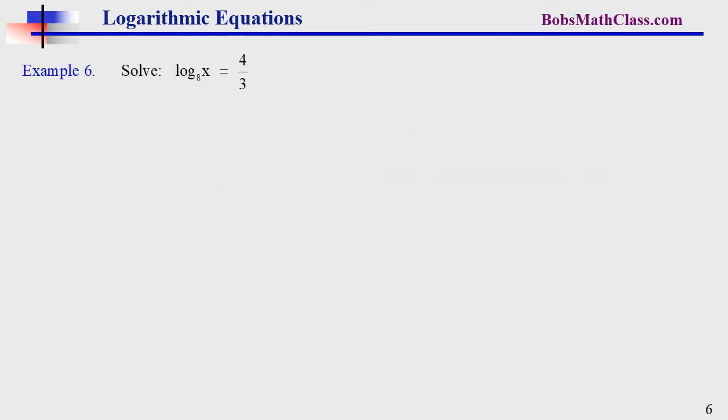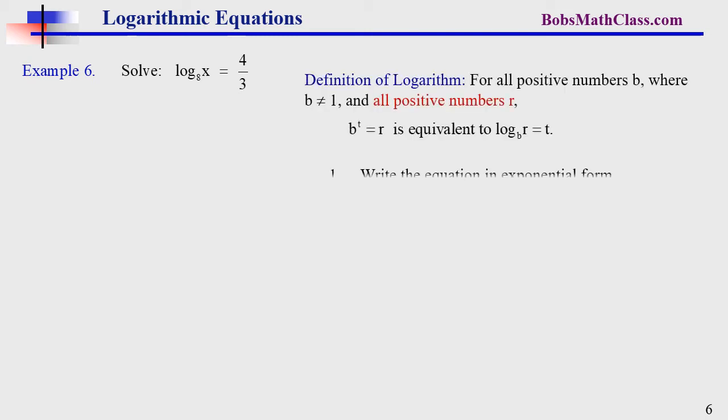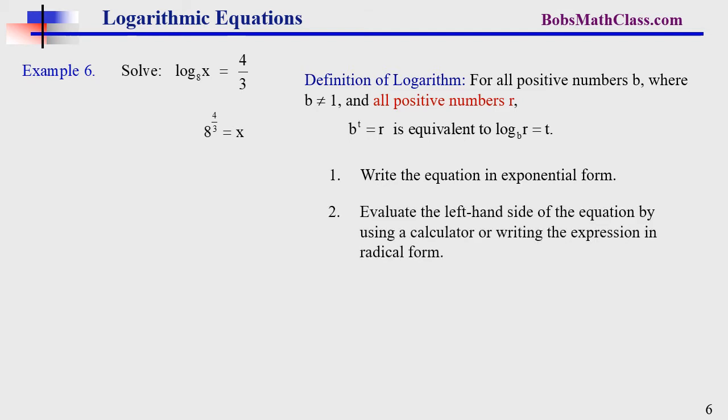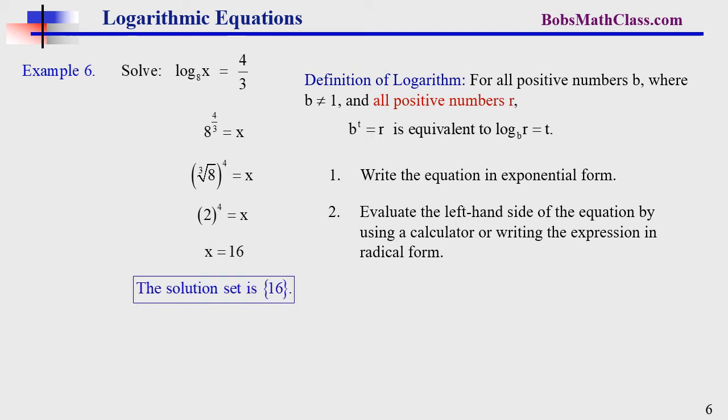All right, this one's very similar to the last one. Why don't you pause it again, work it out. All right, exponential form. That would be 8 to the 4/3 equals x. Write that in radical form. So cube root of 8 to the 4th. Cube root of 8 is 2. So 2 to the 4th would be 16.